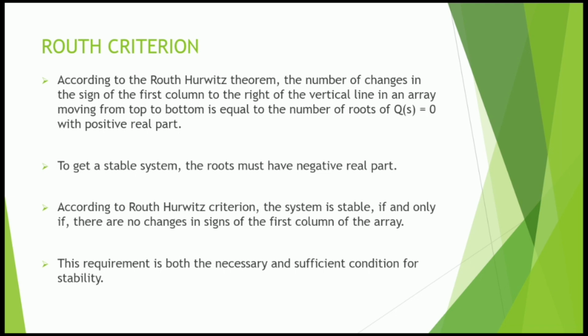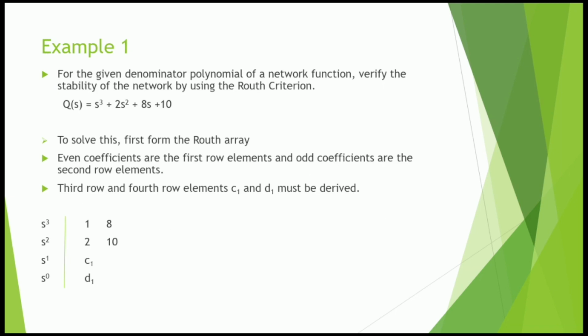According to the Routh criterion, the system is stable if and only if there are no changes in signs of the first column of the array. This requirement is both the necessary and sufficient condition for stability. Now we will see an example.